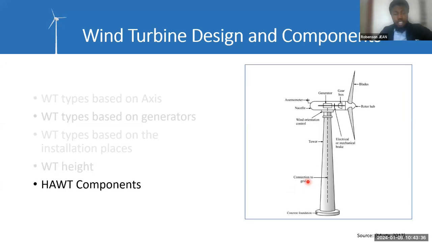So let's see the components of a horizontal axis wind turbine. The main component is the foundation. It is important to have a very good foundation in order to resist the loads. And this is the tower. This is the tower that maintains the height of the wind turbine.